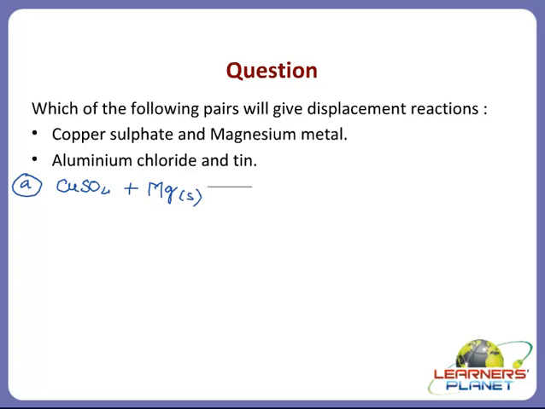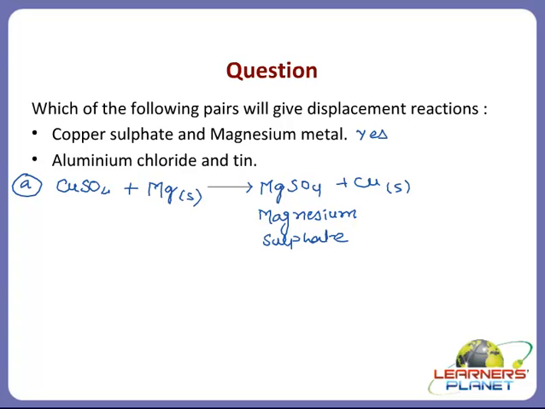Which lies above in the reactivity series? Magnesium, of course. It is a very reactive metal, whereas copper is present below hydrogen. So it is a less reactive metal. So there will be a displacement reaction and it will form MgSO4, that is magnesium sulfate, and copper solid will be deposited. Now this is magnesium sulfate. So there is a displacement reaction.